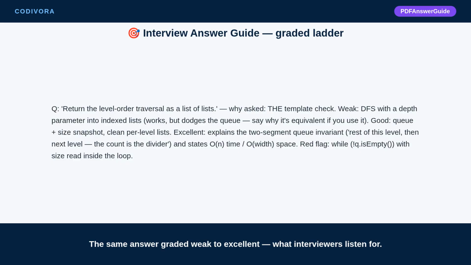Question: how many minutes until all oranges rot? Weak: repeated full grid scans per minute, O(mn) per minute. Good: BFS from all rotten cells, level equals minute. Excellent: multi-source seeding named. Mark at offer justified. No double entries in the queue. A fresh counter for the -1 verdict, O(mn) total. Red flag: marking at poll time.